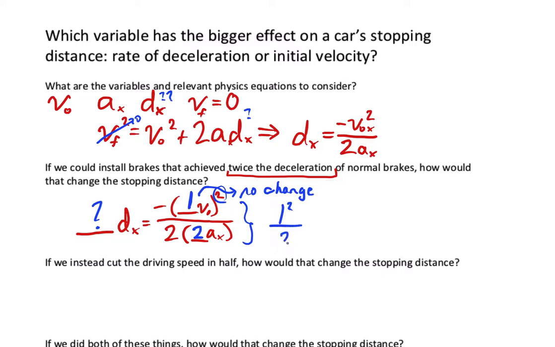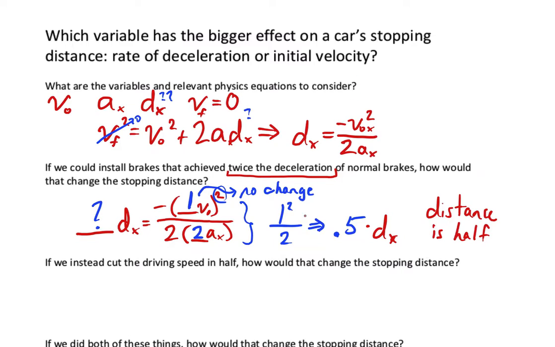1 squared divided by 2, which, if I put that into a calculator, comes out to be 0.5, 1/2. So it's saying 1/2, 0.5 of our dx. In other words, our distance is cut in half. If we can improve our stopping deceleration, if we can double that, then it'll take half the distance to stop. Oh, okay.